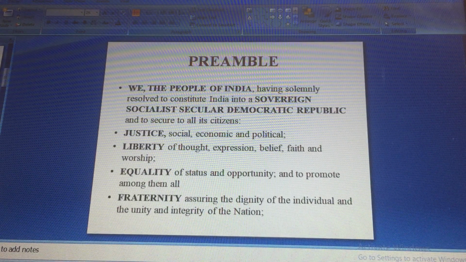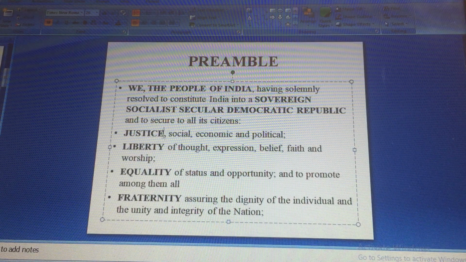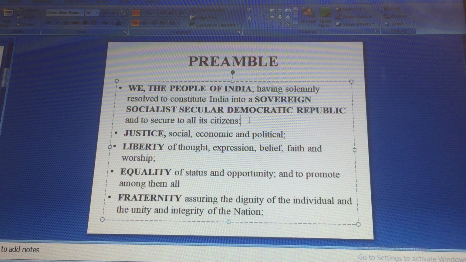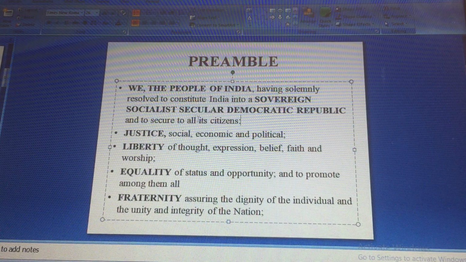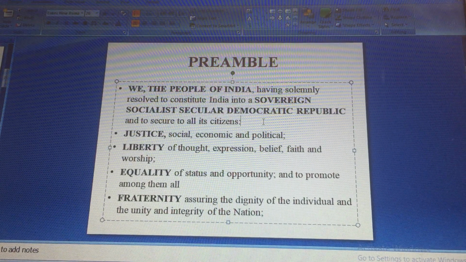So here I read out the preamble: We, the people of India, having solemnly resolved to constitute India as a sovereign, socialist, secular, democratic republic, and to secure all citizens justice, liberty, equality, and fraternity. So children, the upper part of this preamble tells the ideals of the country. We are sovereign, socialist, secular, democratic, republic. I would like to inform you that the socialist and secular words were added to our constitution afterwards, by the 42nd Amendment in 1976.